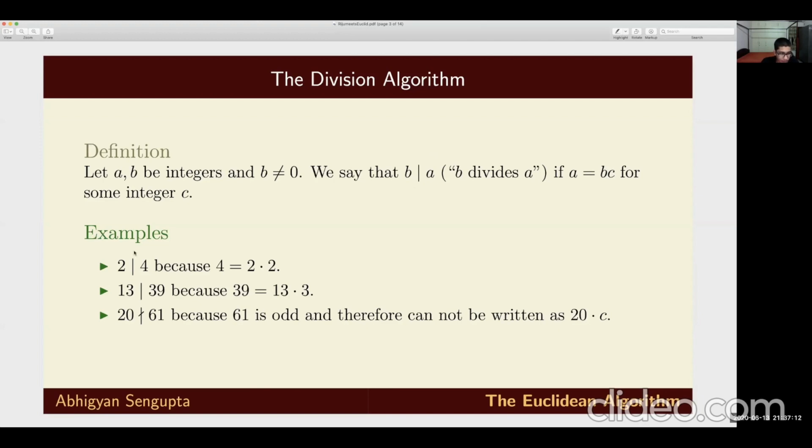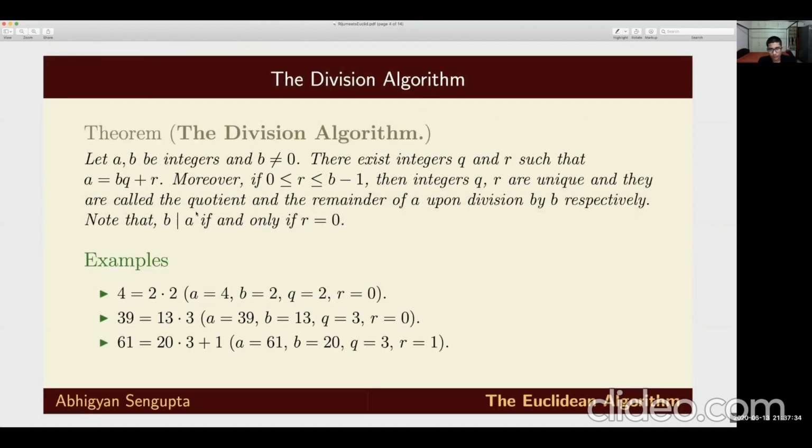Here are a few examples. 2 divides 4 because 4 is equal to 2 multiplied by 2. 13 divides 39 because 39 is equal to 13 multiplied by 3. 20 does not divide 61 because 61 is an odd number and therefore cannot be written as a multiple of 20.